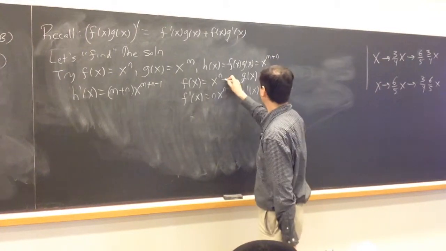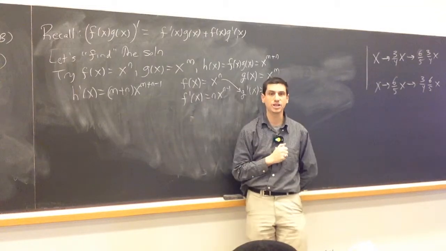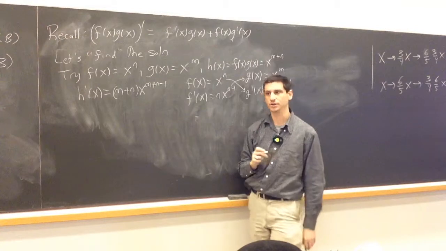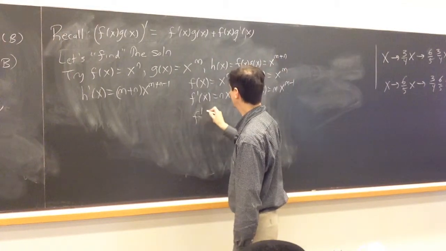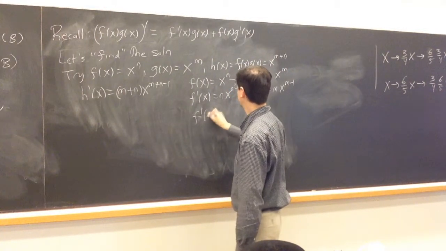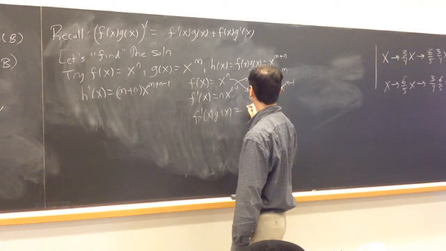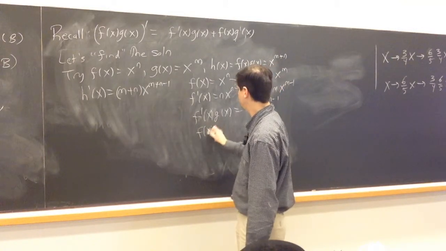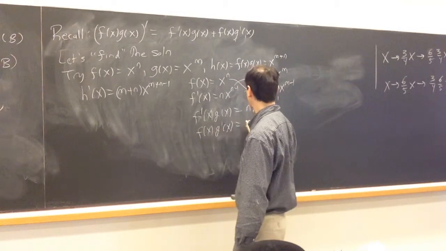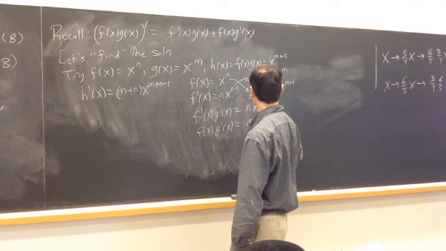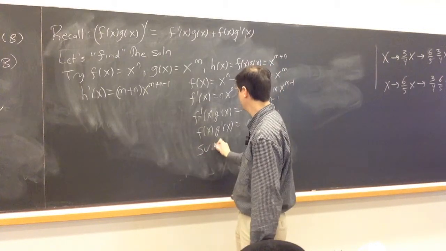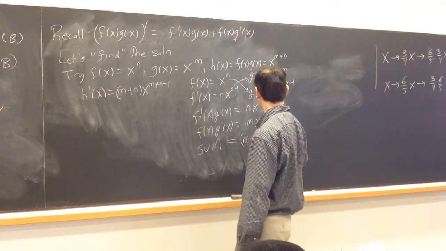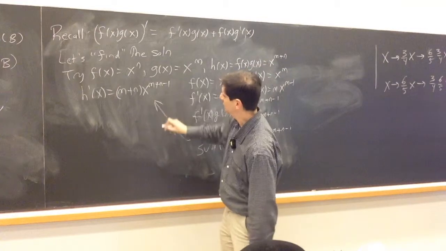Yeah, I could try crisscrossing. These two, if I multiply them together, that's going to get me the right power. And if I multiply these two together, that's going to get me the right power. So if I do f prime of x times g of x, that gives me n x to the m plus n minus 1. If I do f of x g prime of x, that gives me m x to the m plus n minus 1. And if I take the sum, that's going to give me m plus n x to the m plus n minus 1. And that equals this.